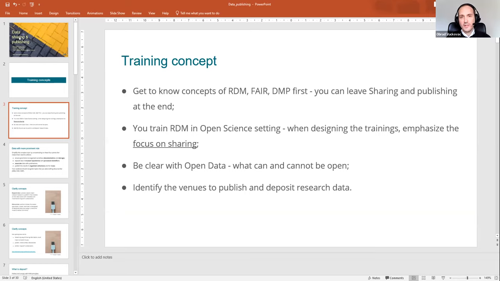You should always remember that your training in RDM is in an open science setting. So when you design your trainings, try to emphasize this thing on sharing. Sharing is a very important thing because the whole point of open science is actually sharing. With that in mind, be clear about open data and what it means, what can and what cannot be open, what the dangers of opening the data are, and why it is necessary. So try to keep that especially in focus.